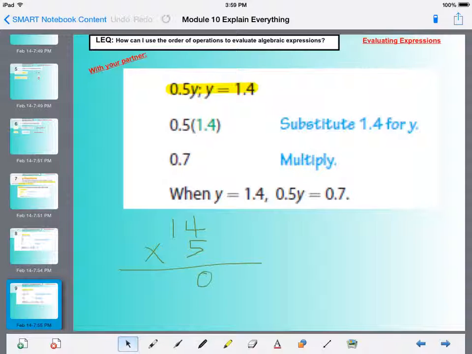So 5 times 4 is 20. I'm going to carry my 2. 5 times 1 is 5 plus 2 is 7. Now I can worry about my decimal point, and I'm going to move it over 1, 2 times. And so my answer is 0.70 or 7/10 or 70 hundredths.